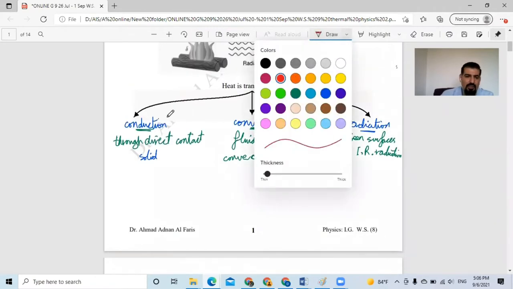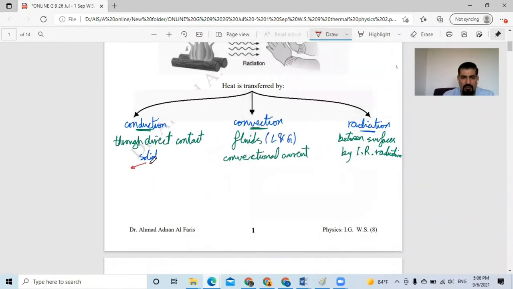Let's talk about conduction. When we talk about conduction, we talk about solids. We have two types of materials. Some materials are called conductors, and other materials are called insulators. What's the difference between a conductor and an insulator? Who can tell me? You can give me examples of conductors in the chat. Send me any example of a material that's a good conductor of heat.